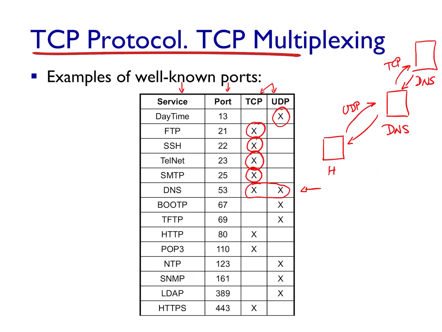What else? POP3, for example. POP3 is an email application protocol that runs on top of TCP, as do HTTP and its secure version, because we want all the data to arrive correctly at the destination. SNMP, for network management, runs on top of UDP. So at the end, we have a very big range of numbers for ports, but the first portion, from 0 to 1023, is reserved for specific applications.